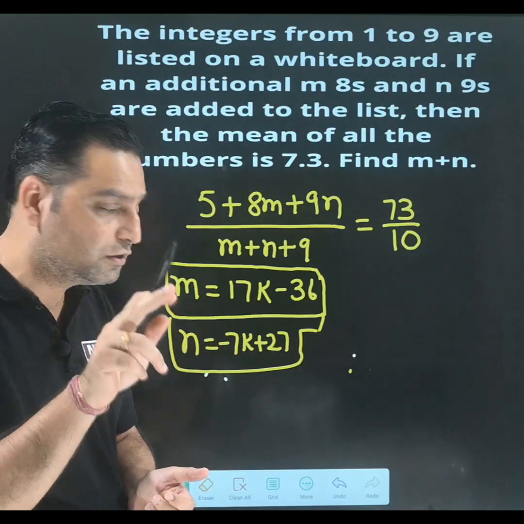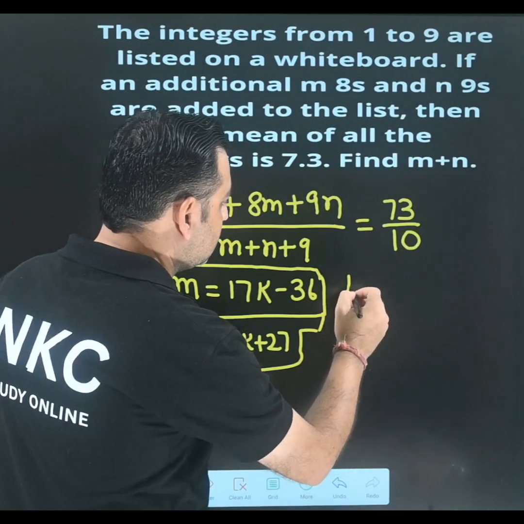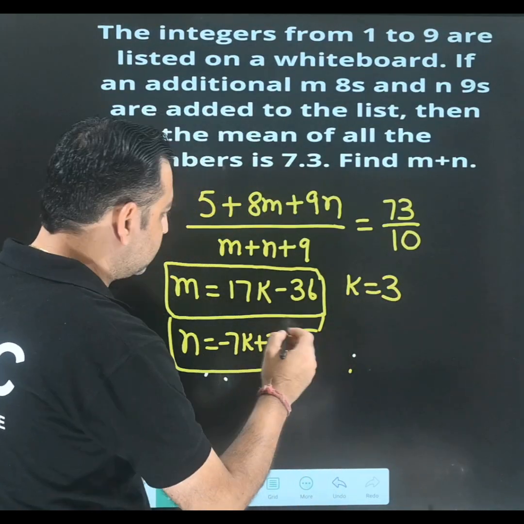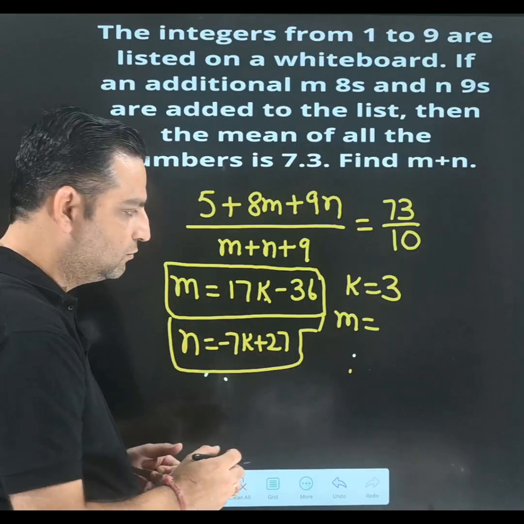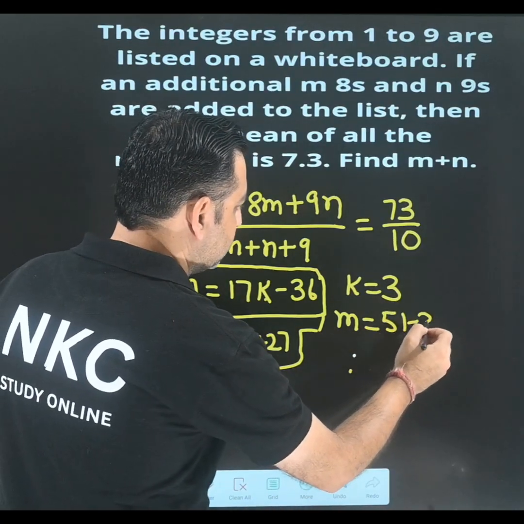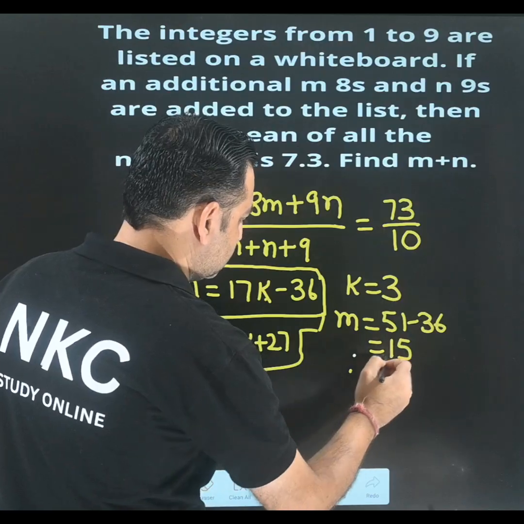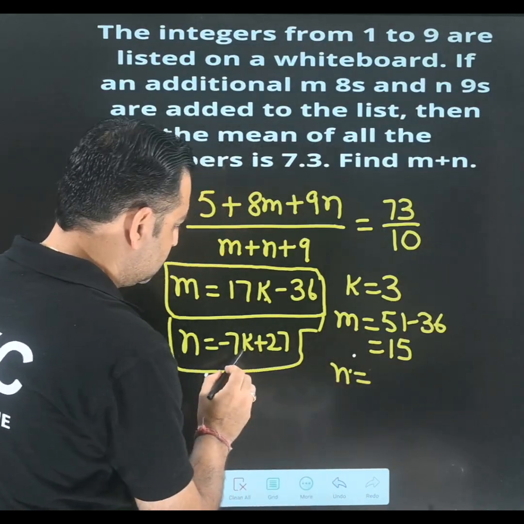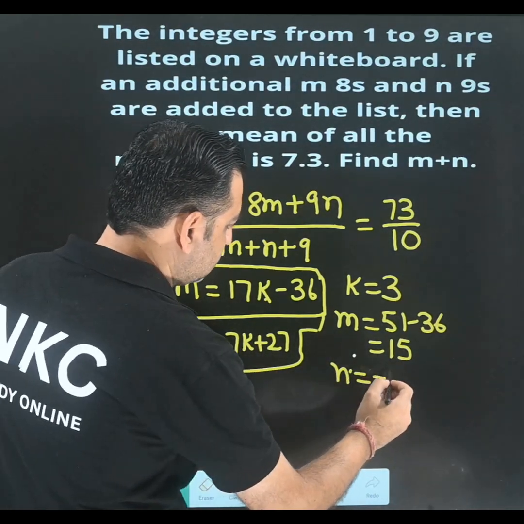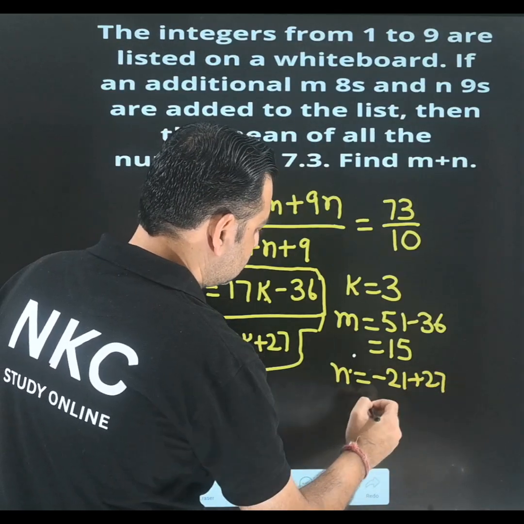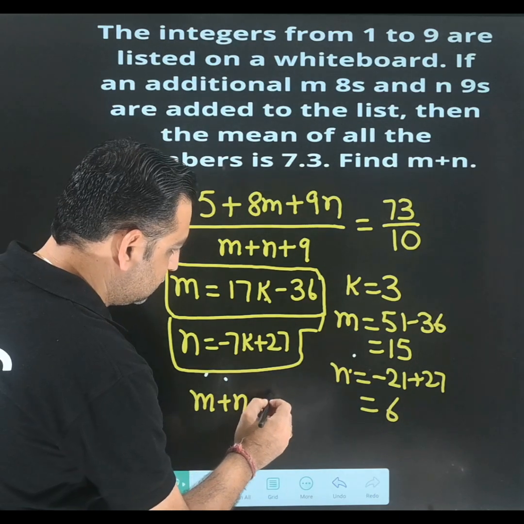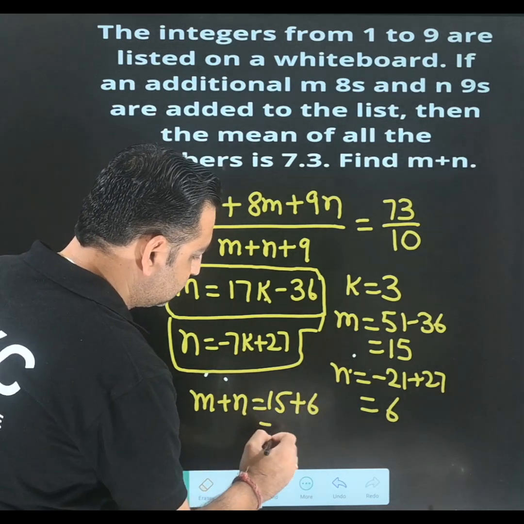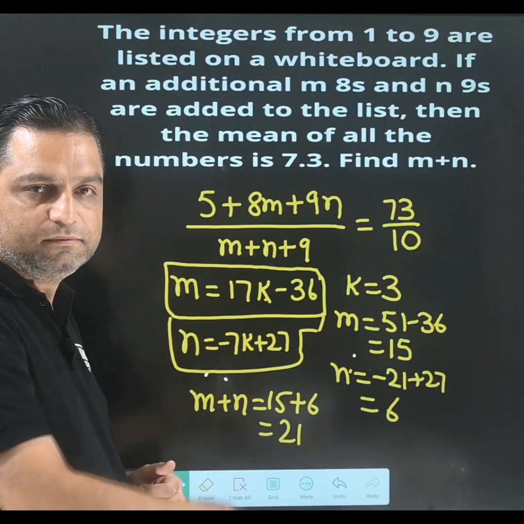If I take k is equal to 3, let me take k is equal to 3, it is satisfying both the equations. 17 times 3 is 51. 51 minus 36 is 15. And in the same way for n, if I take k as 3 here, it will become minus 21 plus 27. So n will be 6 and m plus n will be 15 plus 6, 21. See, the same answer is there which I found earlier.